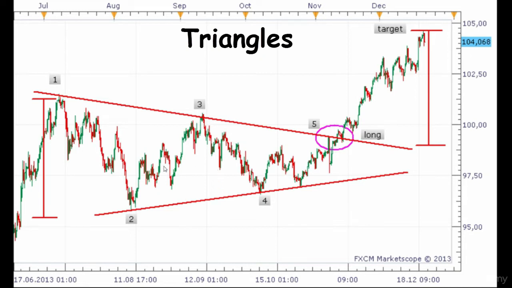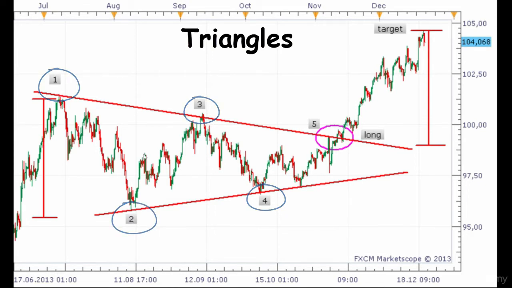A symmetrical triangle, as well as other types of triangles, has to be defined with at least 4 points. In this case, these are the points 1, 2, 3, and 4. The price achieved in point 3 must be lower than the price in point 1, and the price achieved in point 4 must be higher than the price achieved in point 2.